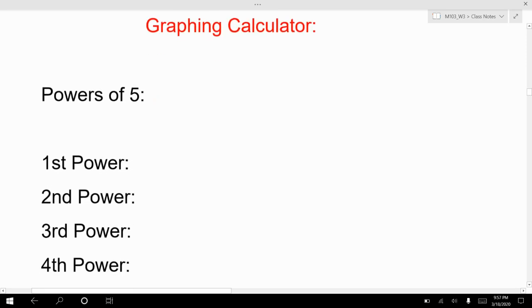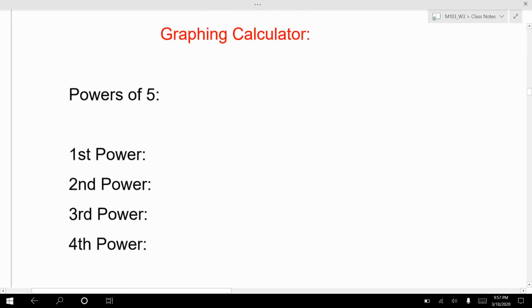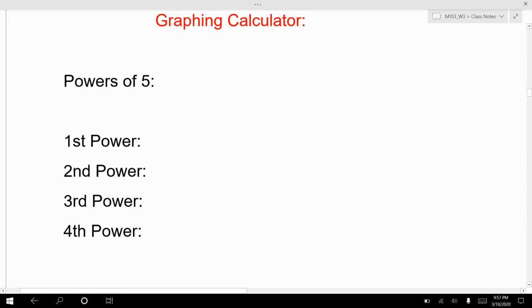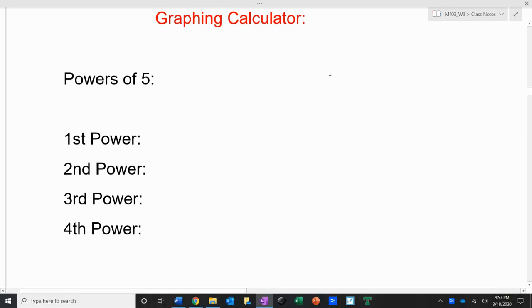Okay. Now, if you have your graphing calculator, I'm going to show you how to enter these different powers in. So if you have your graphing calculator, get it out. If you need to pause the video and come back, that's fine too.